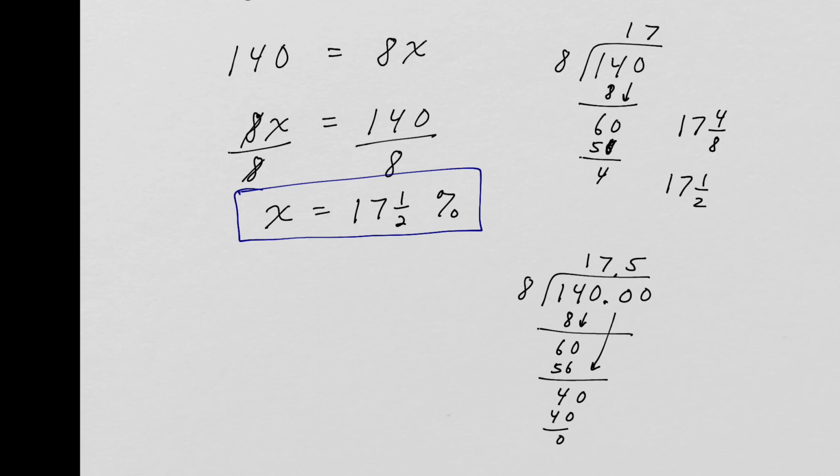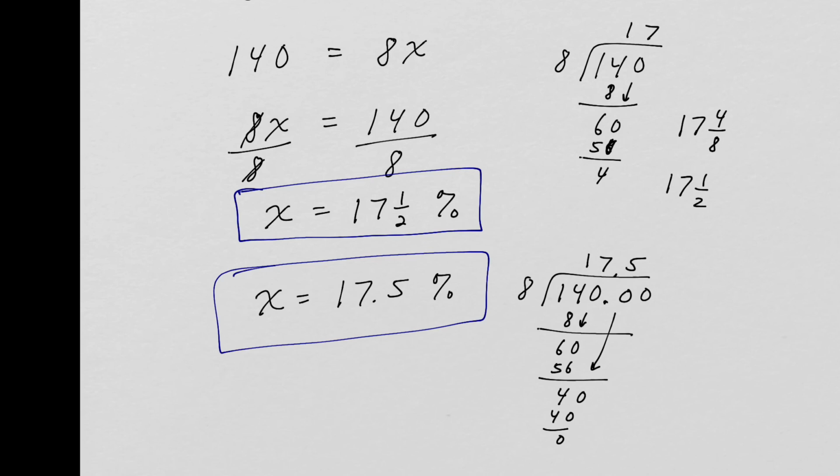So then another way of writing this is x equals 17.5. Instead of 17 and 1/2, I can write it as 17.5, right? We know half is 0.5. Either way, again, it depends. Sometimes when you're doing MyOpenMath problems, they will want the answer in a particular form. Other times it doesn't matter.